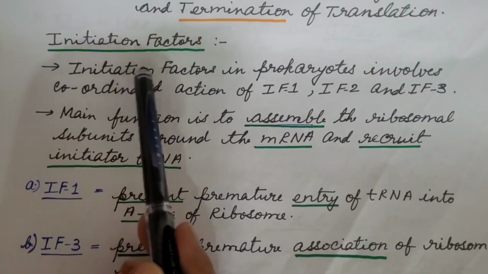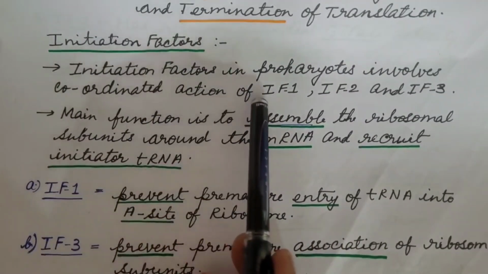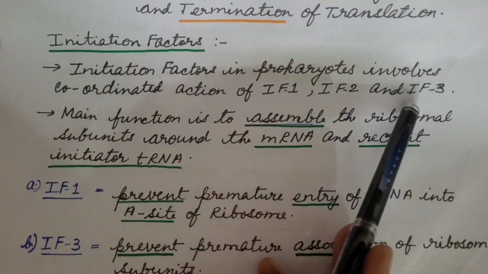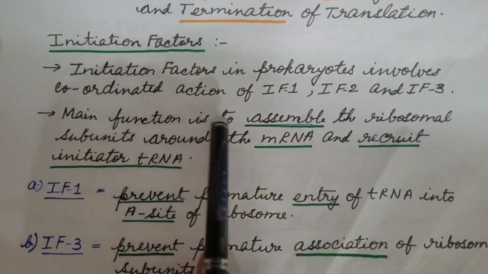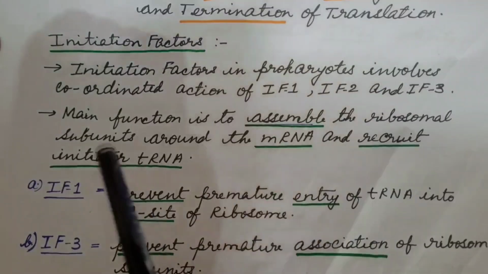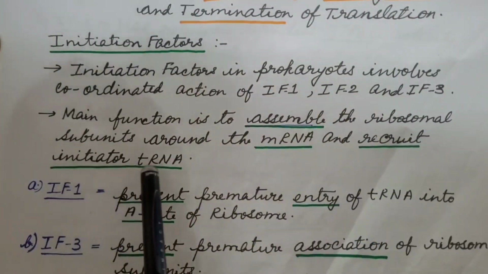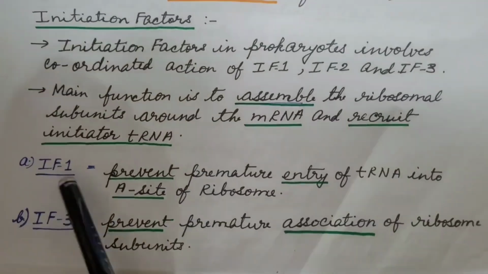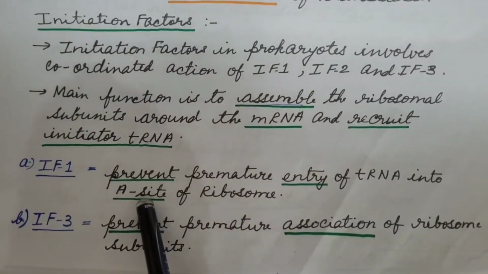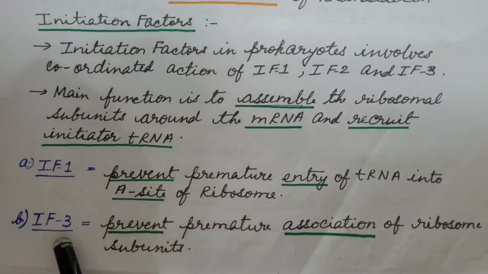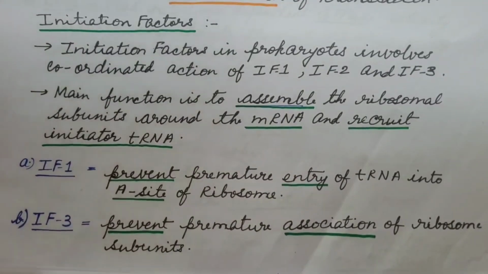Initiation factors. Initiation factors in prokaryotes involve the coordinated action of IF1, IF2 and IF3, known as initiation factor 1, 2 and 3. Their main function is to assemble the ribosomal subunit around the messenger RNA and recruit initiator transfer RNA. IF1 prevents the premature entry of transfer RNA into the A site of the ribosome. IF3 prevents premature association of ribosome subunits.